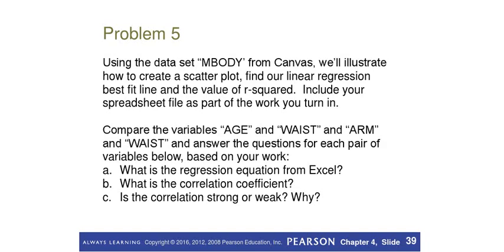And let's talk about arm. Actually, it's arm C, so they talk about arm circumference and waist. So arm circumference versus waist, and is there a correlation between these two variables? We're going to be asking the question, what is the regression equation from Excel? What is the correlation coefficient, and is that correlation a strong or a weak one? So let's run through the procedure in Excel on how this is done.